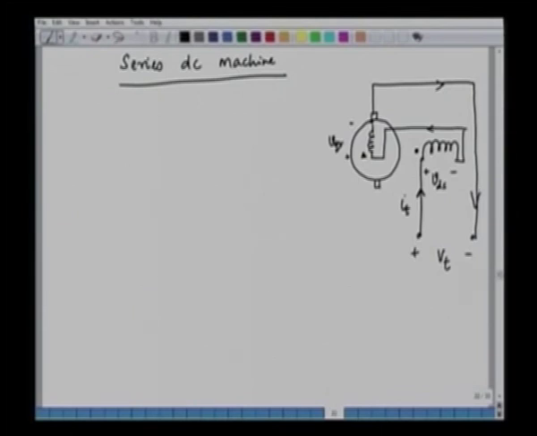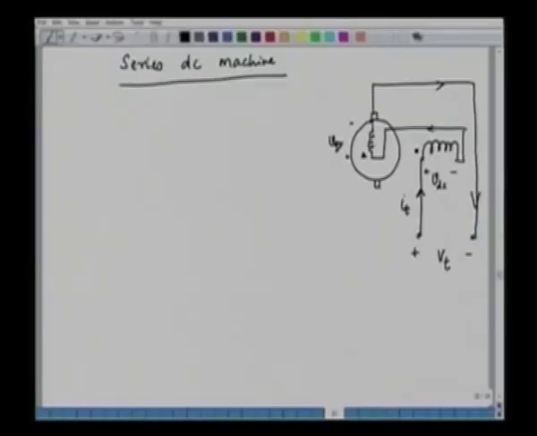So when we go for series DC machine, it is a little more complex problem, so we cannot solve it directly. So we have to take the help of what is called a linear transformation. So we will be discussing linear transformation in electric machines.